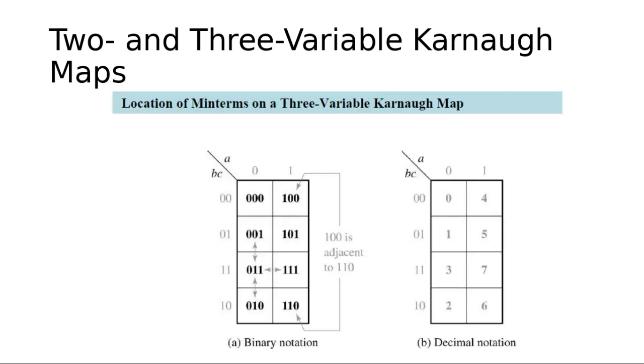Let's do this one. Okay, you know the gray coding, right? 0, 1, 3, 2, and there's 4, 5, 7, 6, because we only want to change one bit. So we got this one: 0, 0, 0; 1, 0, 0 means 4; 0, 0, 1 means 1; 1, 0, 1 means 5.